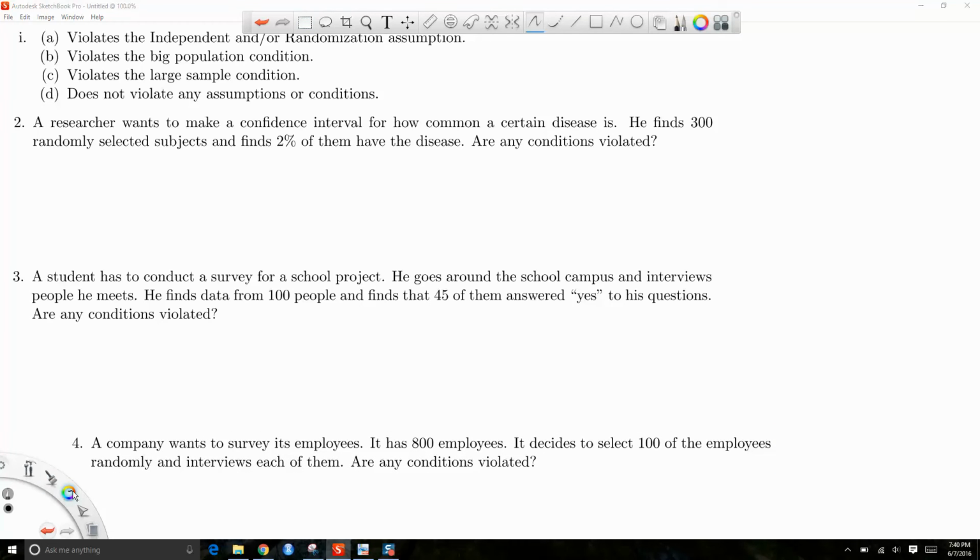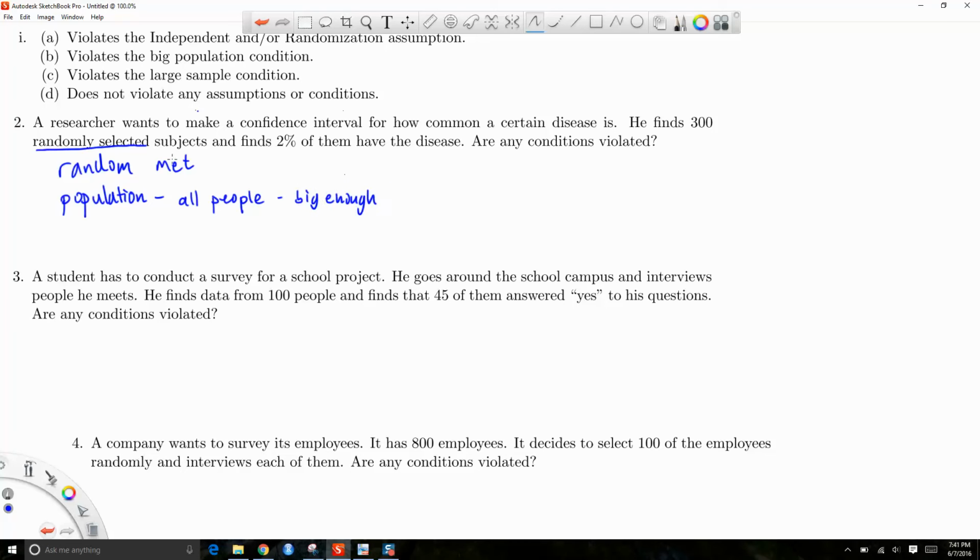Okay, so for this one, let's see. Confidence interval for a certain disease, he finds 300 randomly selected subjects. So the random condition is met. For the big population condition, the population would be all people, because we want to know how prevalent a disease is, period. So there are billions, and that's definitely big enough.